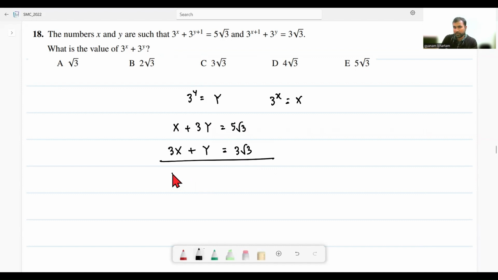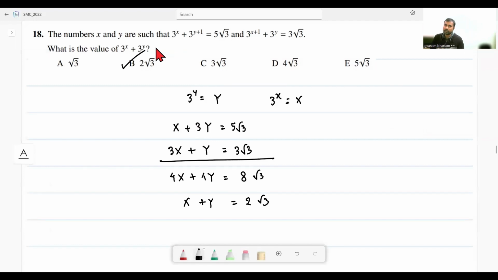Just add both the equations. So we have 4x plus 4y equals 5 plus 3, which is 8 root 3. If you divide it by 4, that's going to give you 2 root 3. And this is our answer. Quite quick. Never skip this type of question, which is really quick to solve.